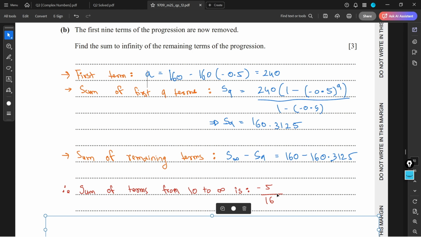Please note that over here, if you just say that it will be minus 0.313, it won't be considered correct. Over here, if you're getting an exact value, please make sure you're writing the exact value. Okay, just keep that in mind.